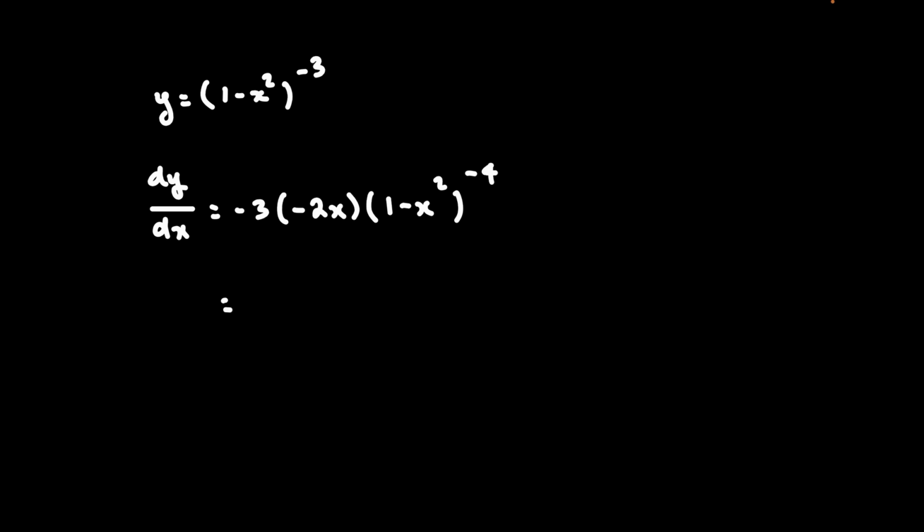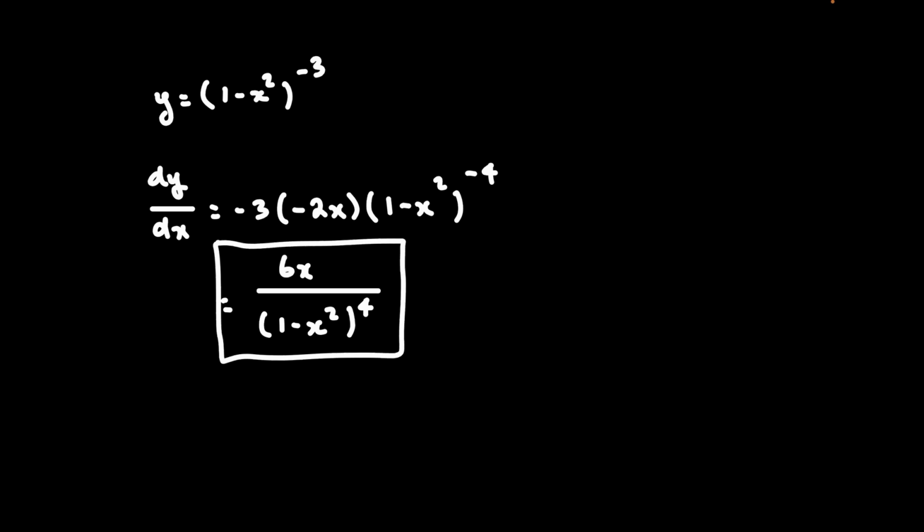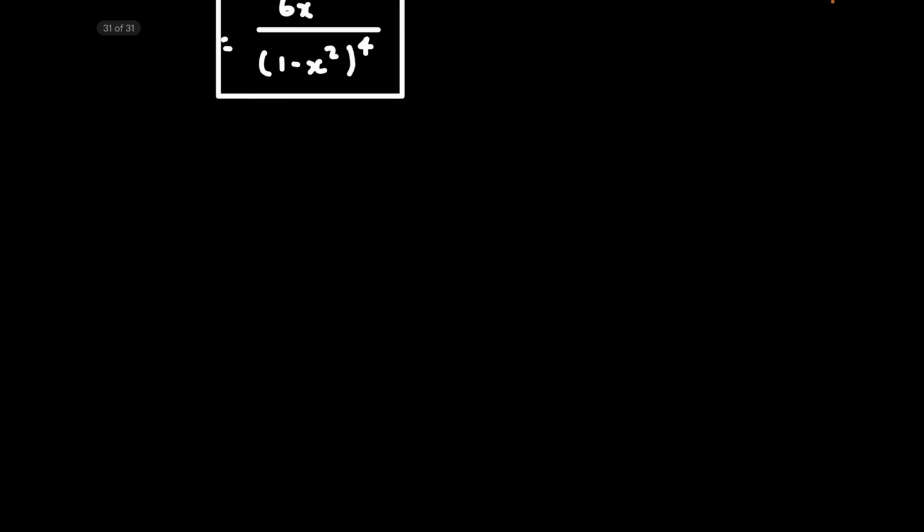And if we wanted to simplify this, we can times these two brackets together. So minus 3 times by minus 2x is simply equal to 6x. And we can also make our index in this function a positive index by simply bringing it to the denominator. So we can simplify this by saying it is 6x divided by (1 take x squared) to the power of 4. And that is the derivative of this function here.